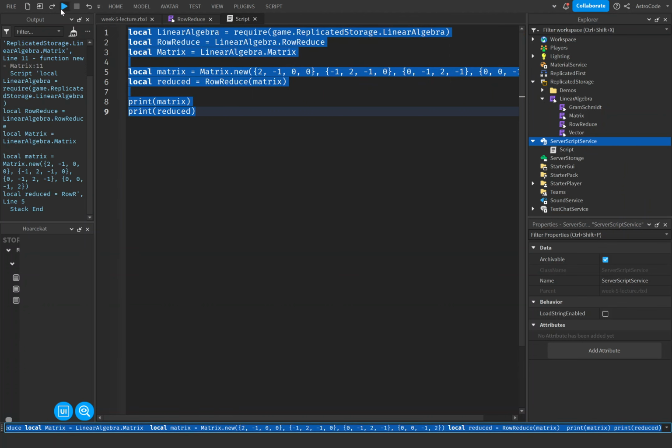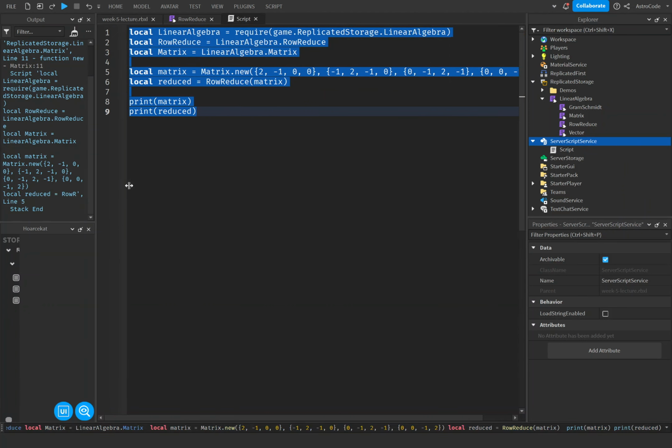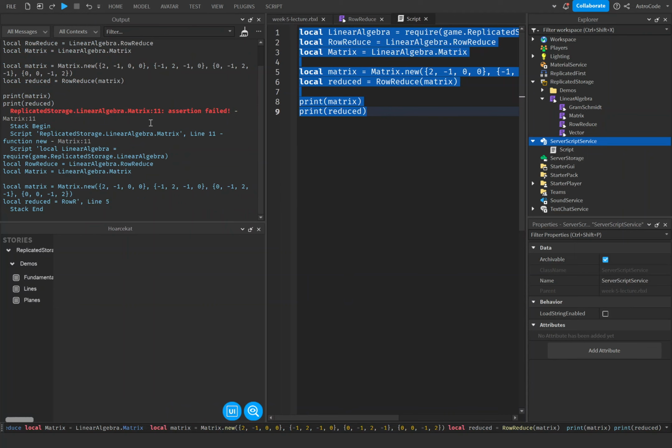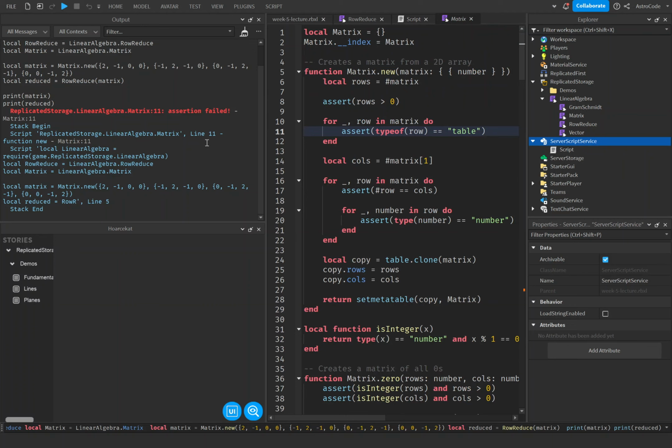All right, always a good sign when you start with an error. Assertion failed. Ah, I gave it a bad input.